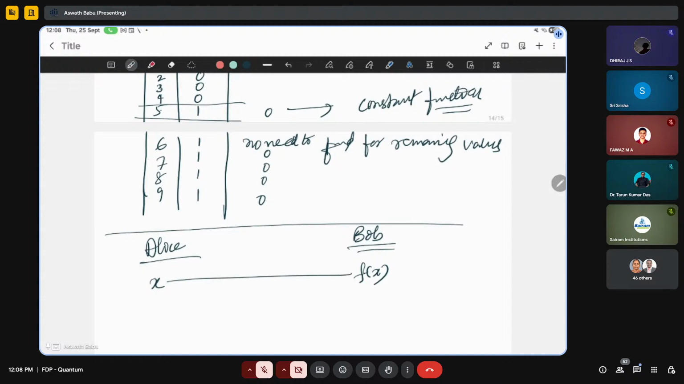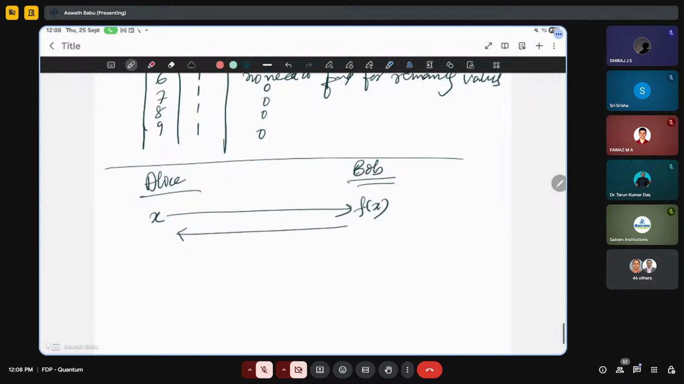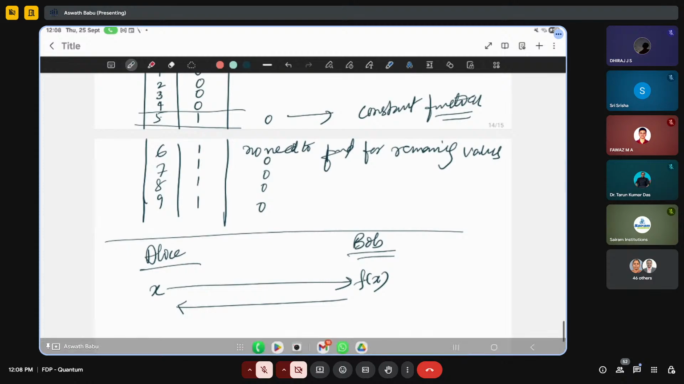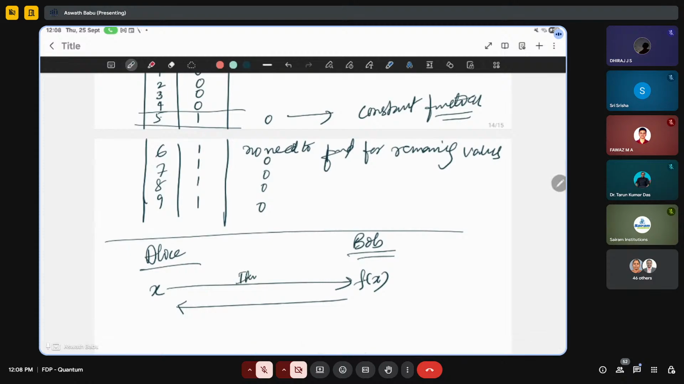Alice gives x value. Bob calculates the f of x value and gives it back, and Alice analyzes this f of x value and notes it down here. And so one complete iteration is sending a value and getting back the function value.